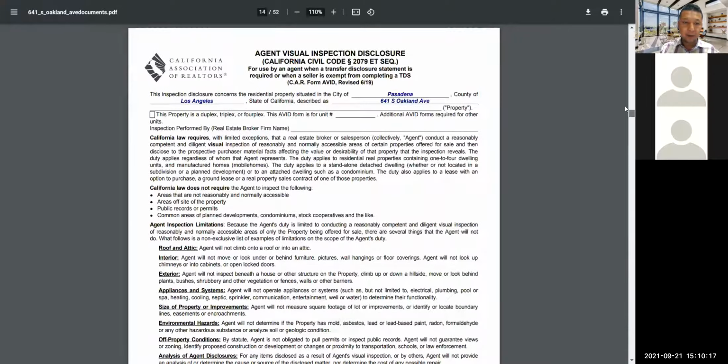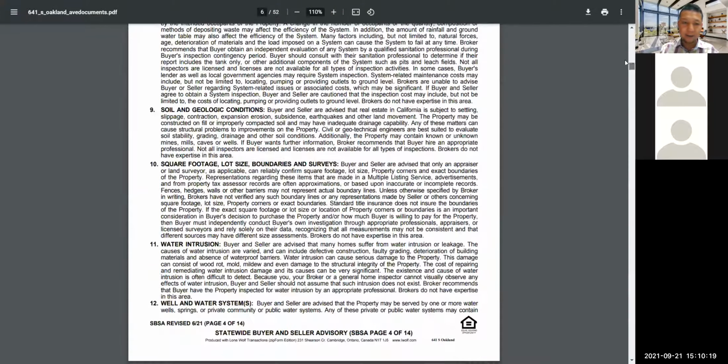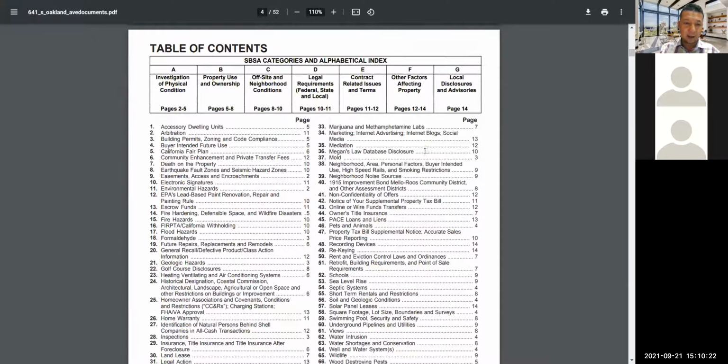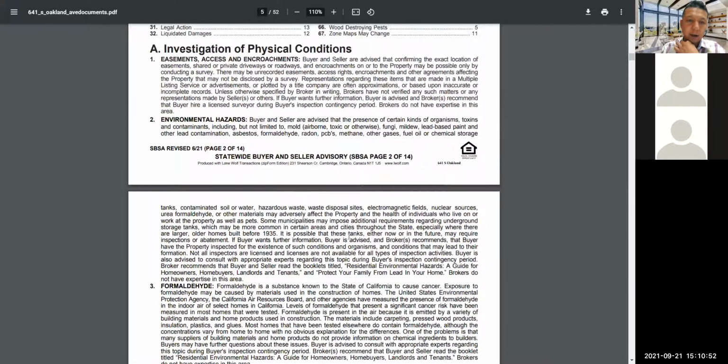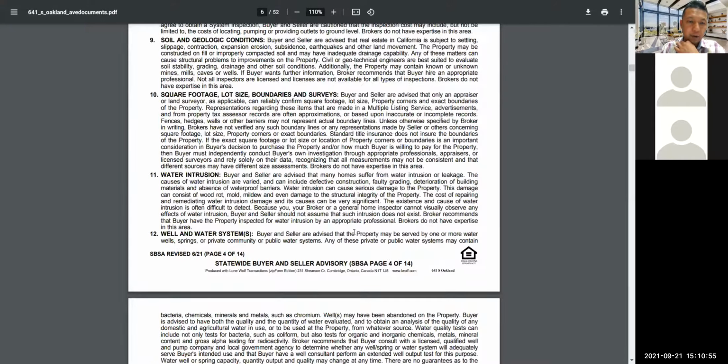Well, that's where you go back to the SBSA. You look at the table of contents, and I believe there's a section on trees and maintenance. I can't find it. I'll send it to you later when offline, but there is a section either in the purchase contract or here regarding trees.